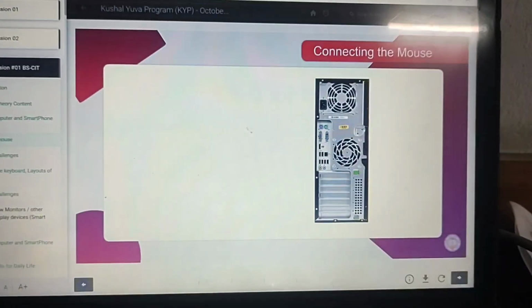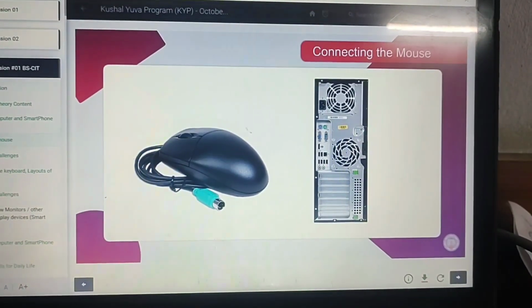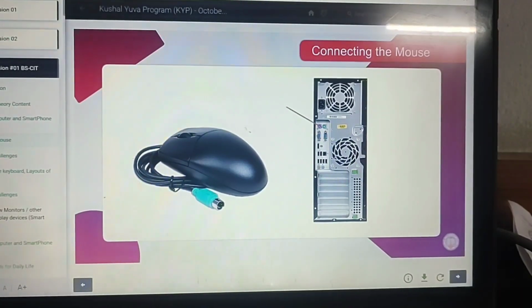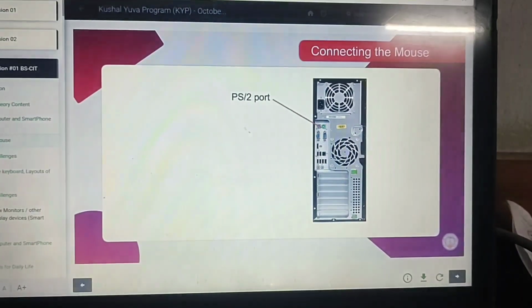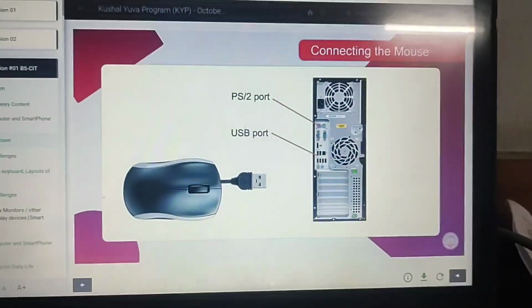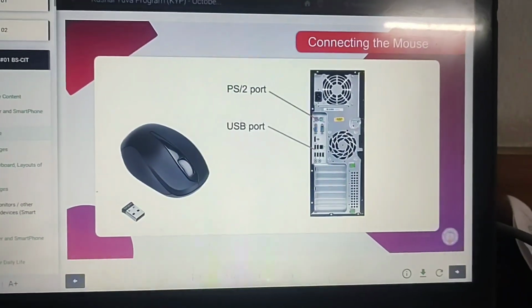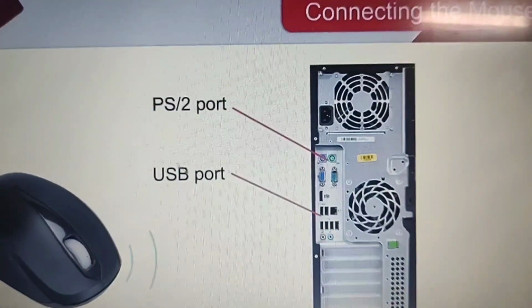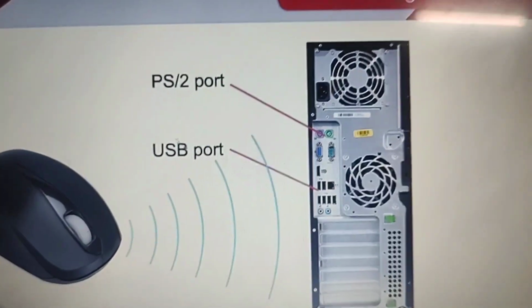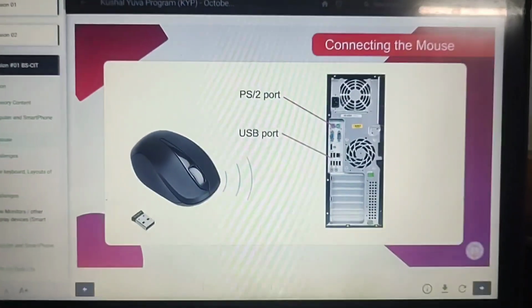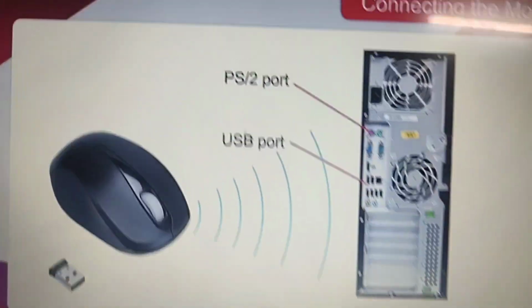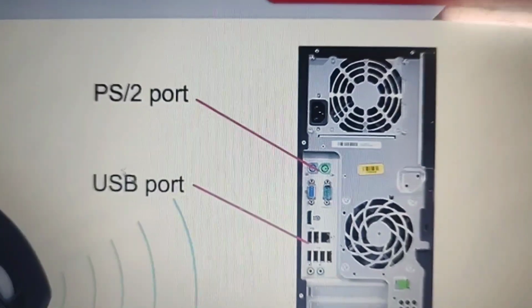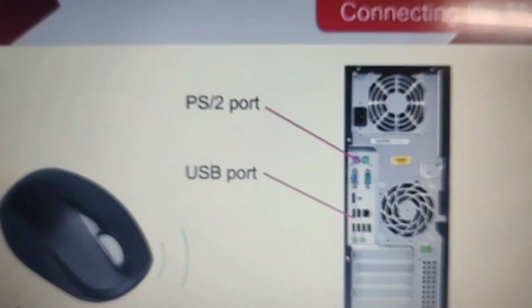You may connect your mouse to your computer in one of the following ways. Serial mice connect directly to a PS2 port or a USB port. This is the simplest type of connection. PS2 mice connect to a PS2 port. USB mice connect to a USB port. Cordless mice are not physically connected. They use infrared or radio waves to communicate with the computer.